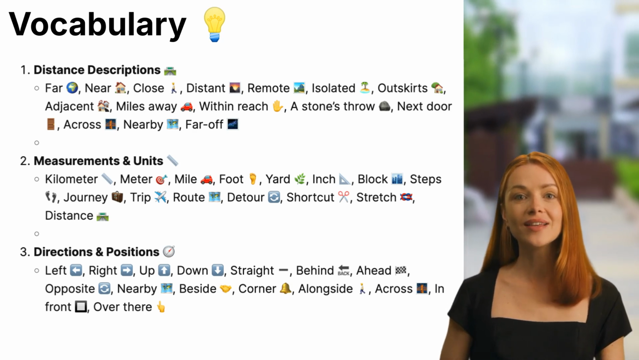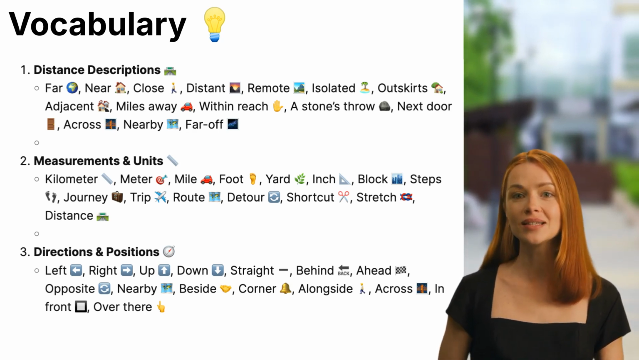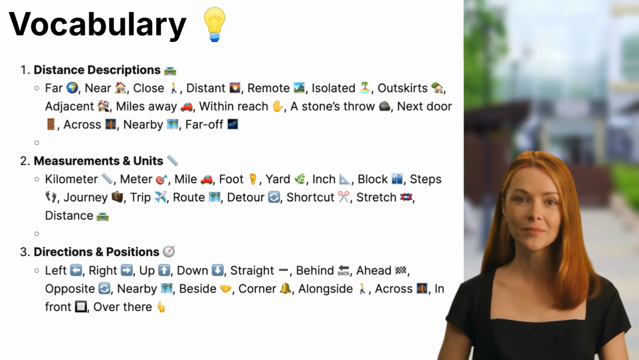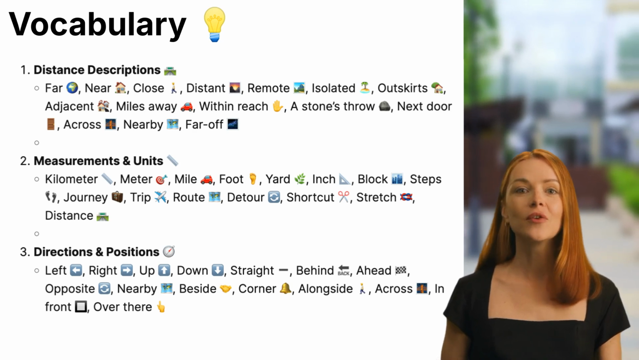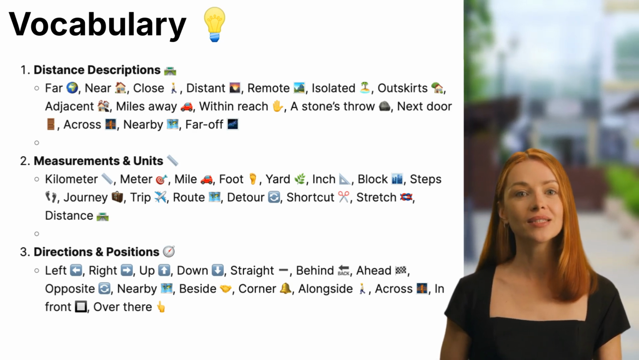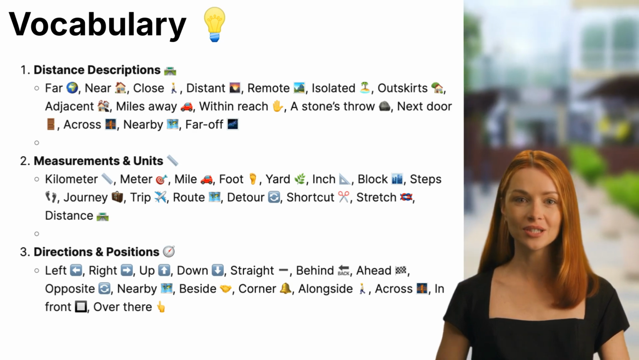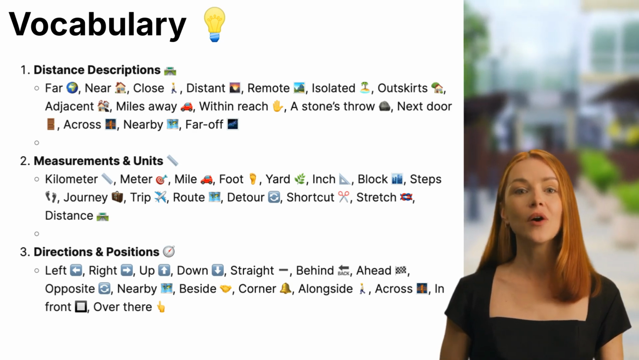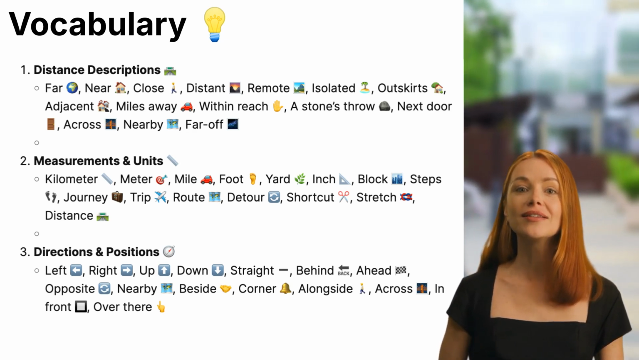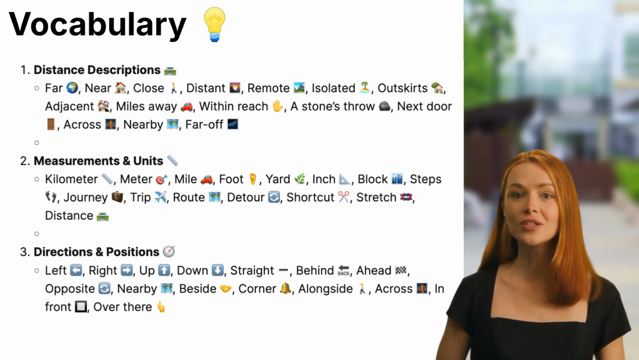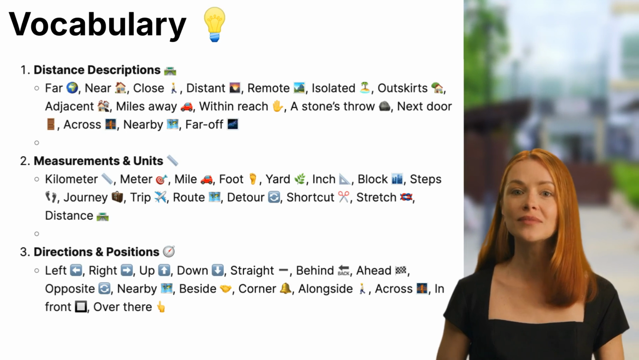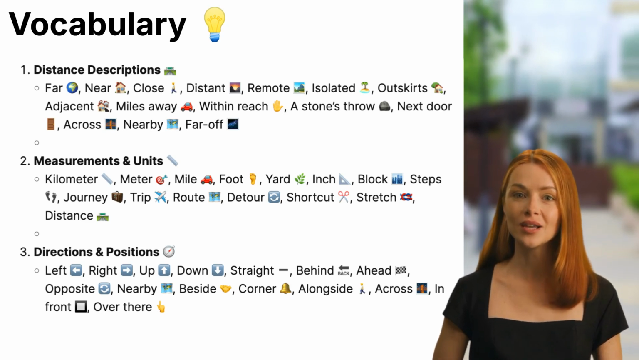Outskirts, the outer areas of a city or town. Adjacent, right next to or beside something. Miles away, very far, measured in miles. Within reach, close enough to be reached easily. A stone's throw, very close, just a short distance away. Next door, right next to your house or location. Across, on the opposite side of something. Nearby, close to your current location. Far off, very far away, often hard to reach.